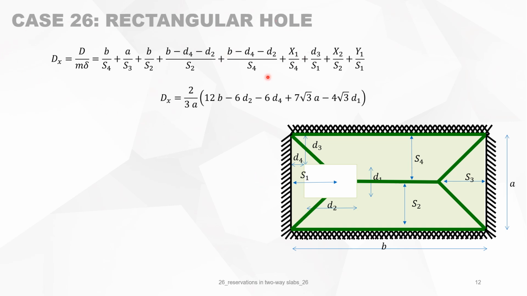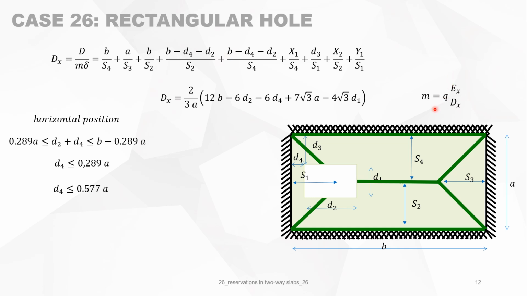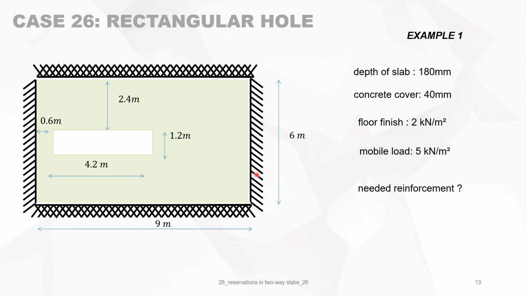Then we can substitute the different variables, and we arrive at this formulation. We know that the bending moment is then the load times EX divided by DX. And we know that there is a limitation on this type of reservation, because otherwise the formulas that we have constructed now for E and D will not be valid. This was the horizontal limitations, and this is the vertical position. Now we have everything in place to calculate the effect of reservation in a slab.